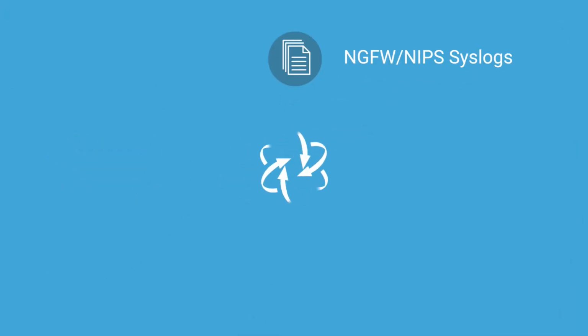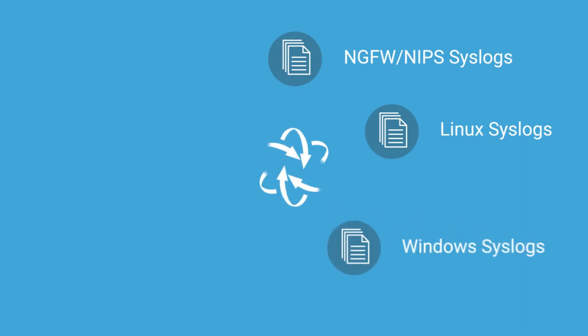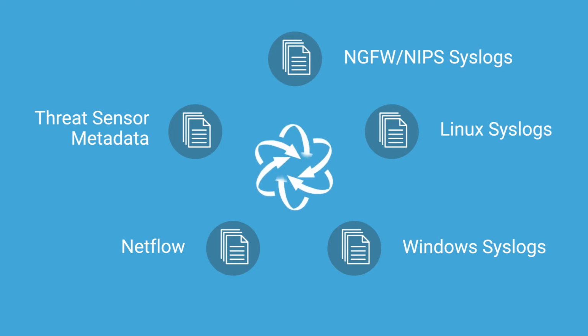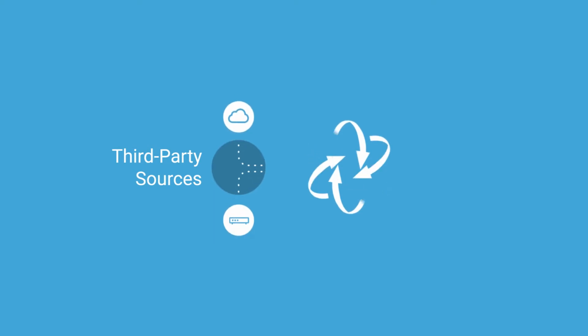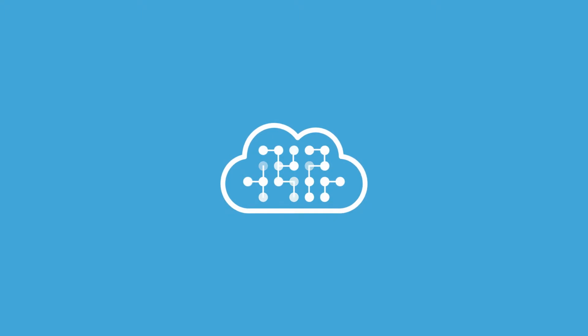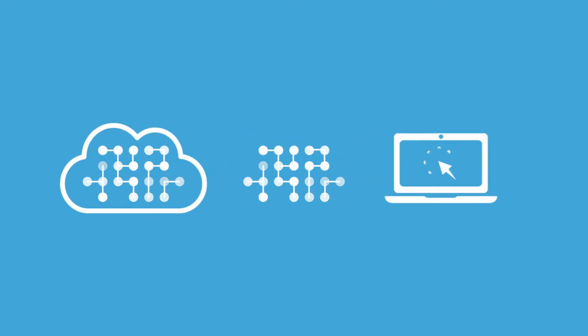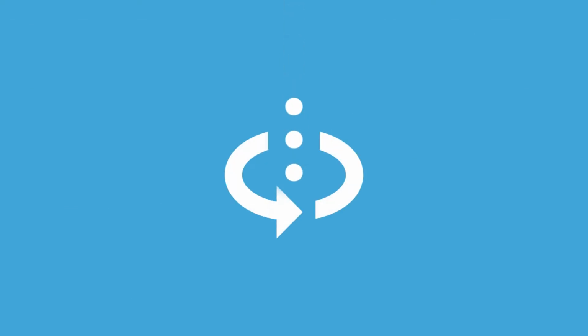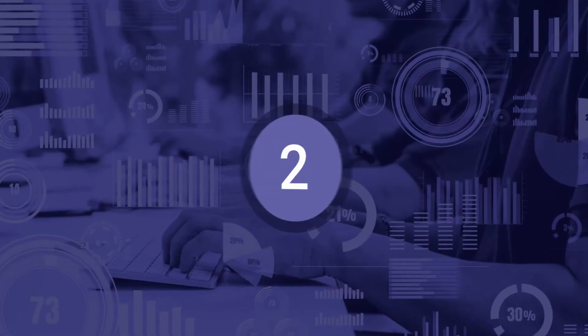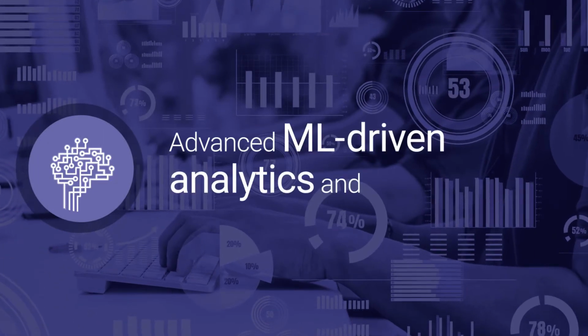Syslogs from NGFW and NIPS. Linux syslogs. Windows Sysmon. NetFlow. Metadata from threat sensors, and from almost any source across Hillstone's product stack, as well as third-party products. By standardizing and integrating heterogeneous data across components, including cloud, network, and endpoints, iSource breaks down security information silos. It brings full security visibility with far fewer blind spots and improves detection accuracy, and provides effective and efficient defense against threats. 2. Advanced ML-driven analytics and detection.